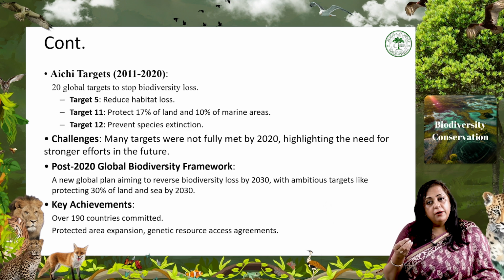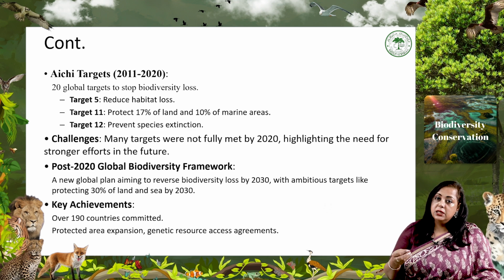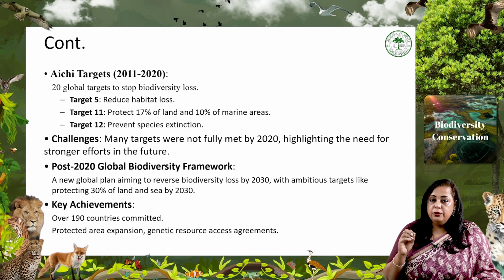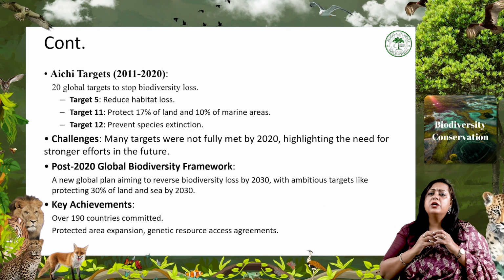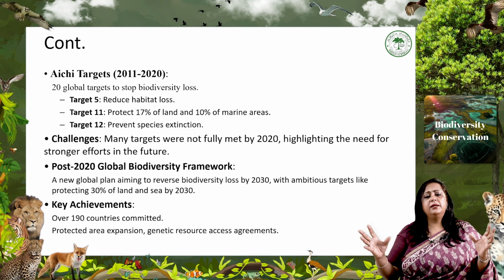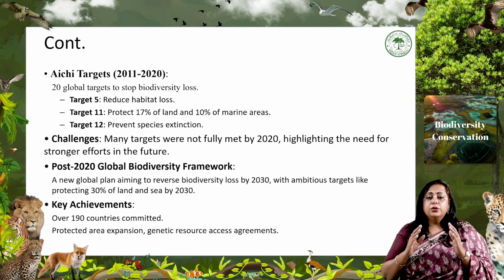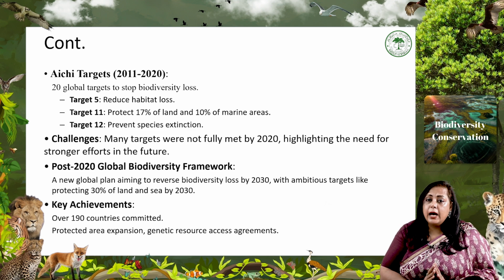Not only is green cover important for carbon sequestration to reduce global warming, but green cover is also very important for the species living in these areas. Those species could be birds, mammals, herpetofauna, lots of bacteria, lots of microorganisms. So, the whole ecosystem we are destroying by clearing the habitat. So, target 5 is to reduce habitat loss.